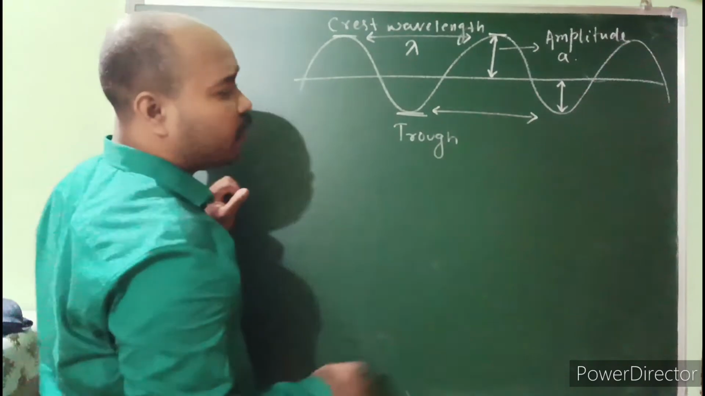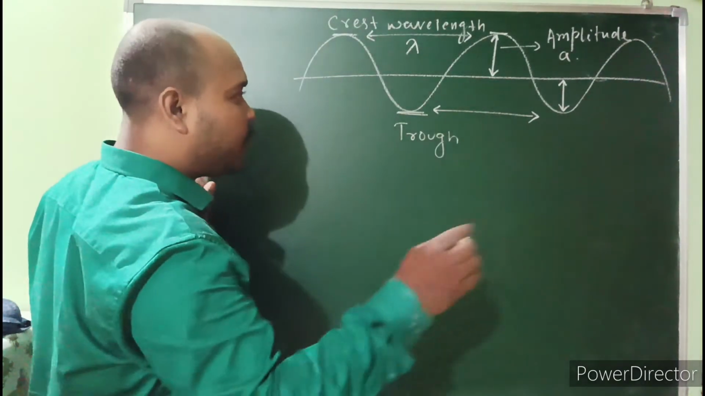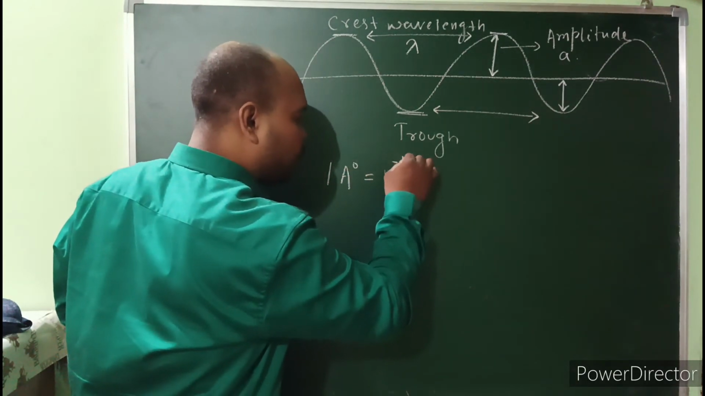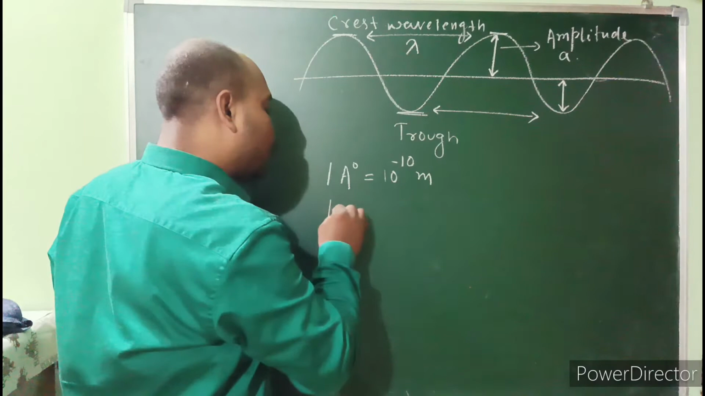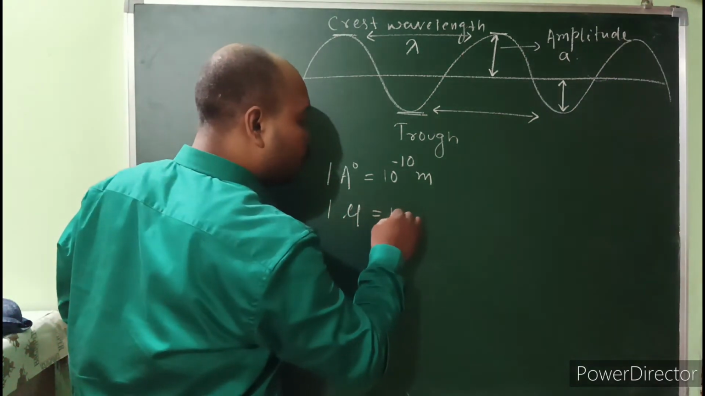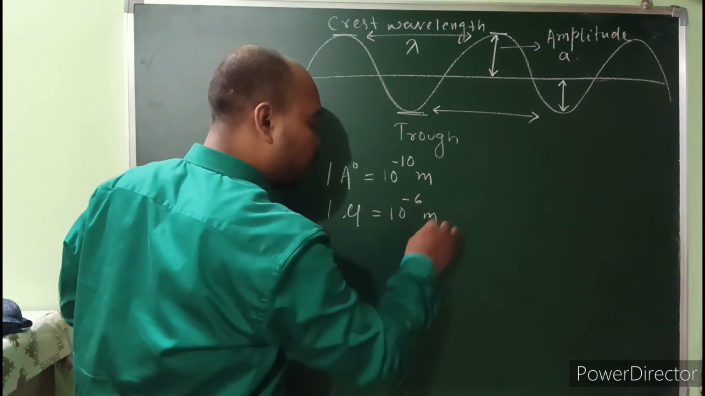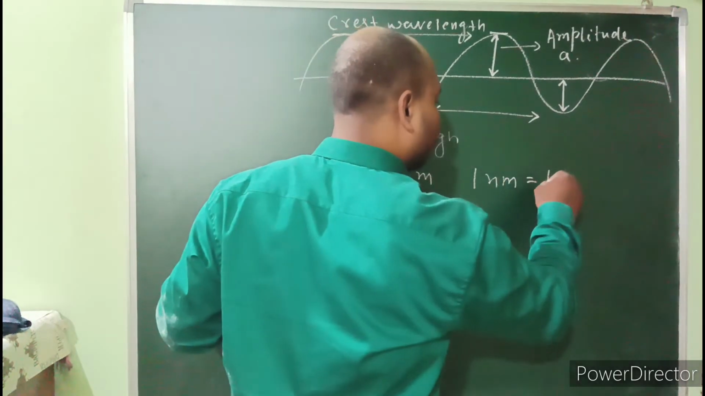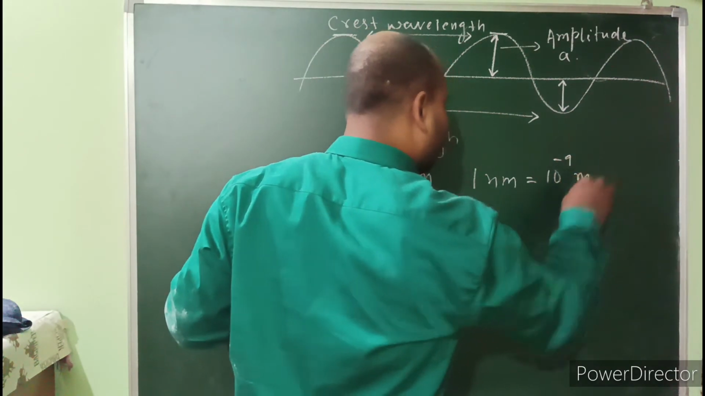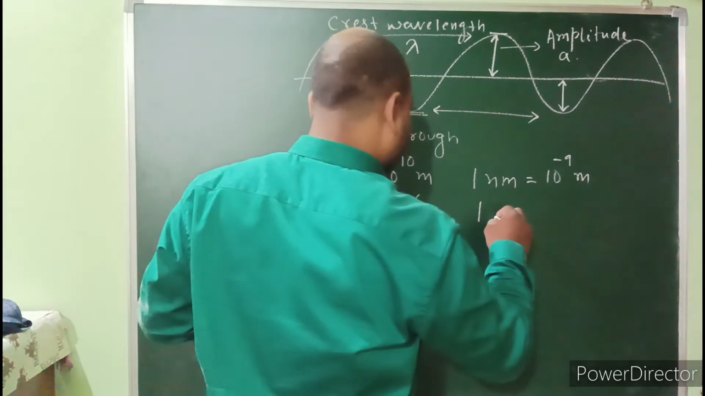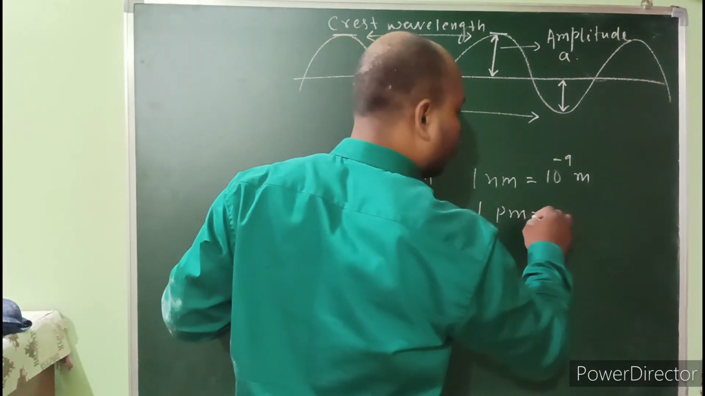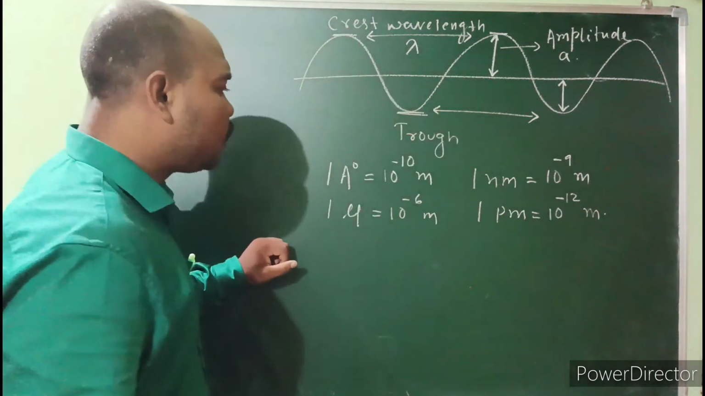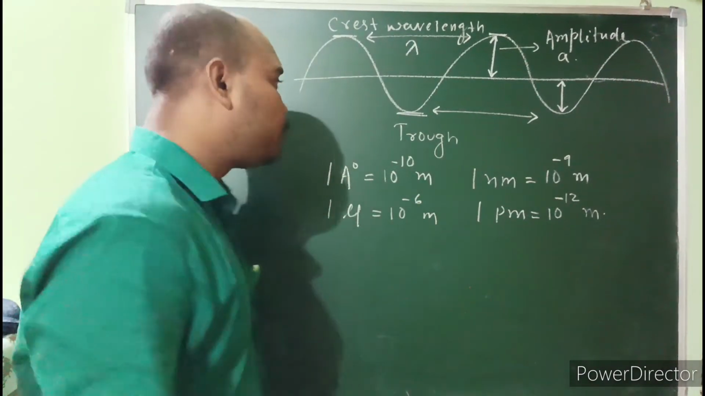Now to measure wavelength, some SI units are there. We will discuss 1 Angstrom, that is equals to 10 to the power minus 10 meter. 1 micron, that is equals to 10 to the power minus 6 meter. 1 nanometer is equals to 10 to the power minus 9 meter. 1 picometer equals to 10 to the power minus 12 meter. Keep these values in mind.